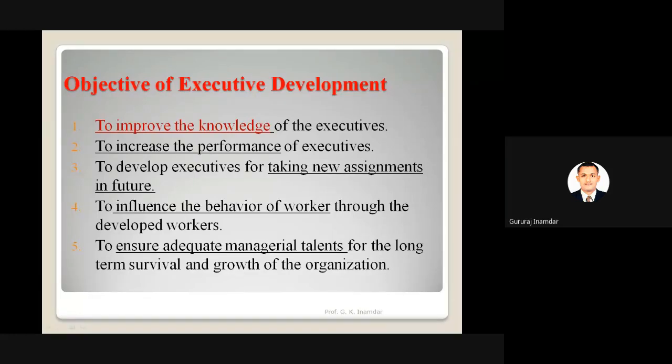Due to the experienced person, the experienced faculty, definitely ready knowledge will be received or achieved by that particular employee.